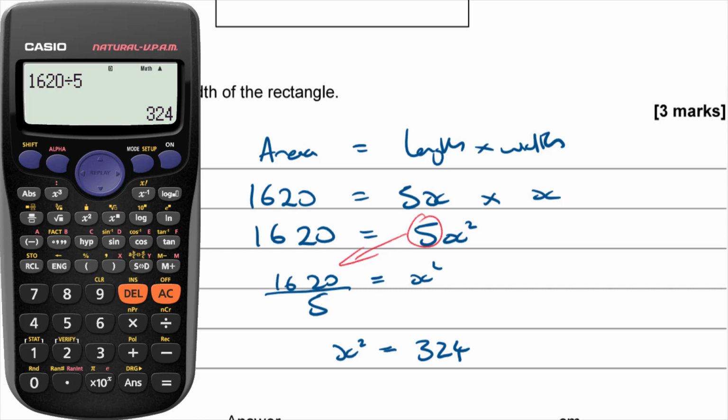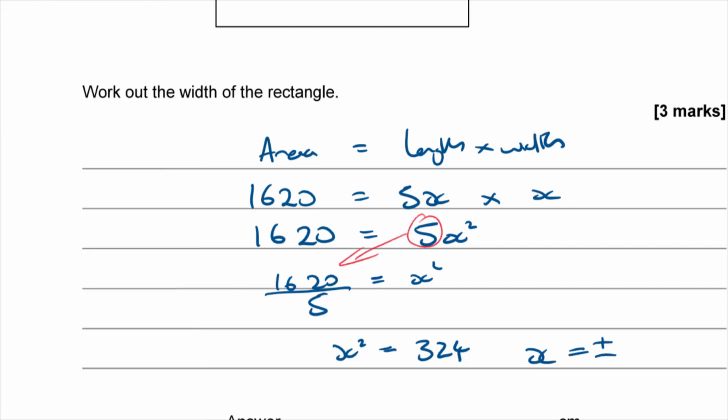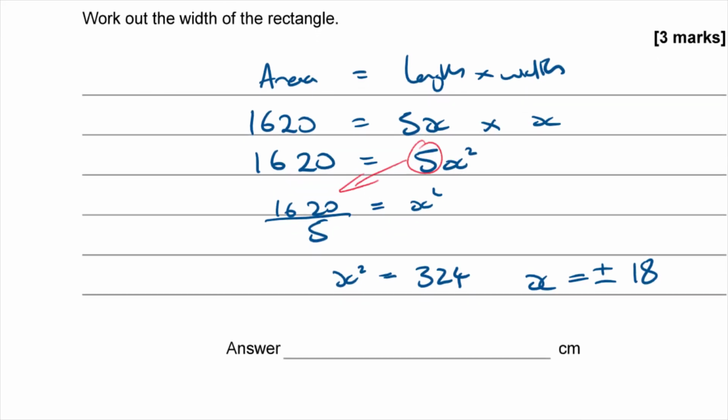So then if I square root that, I get 18. So x then, now remember it's plus or minus 18 though, but in this case the negative value is not possible.